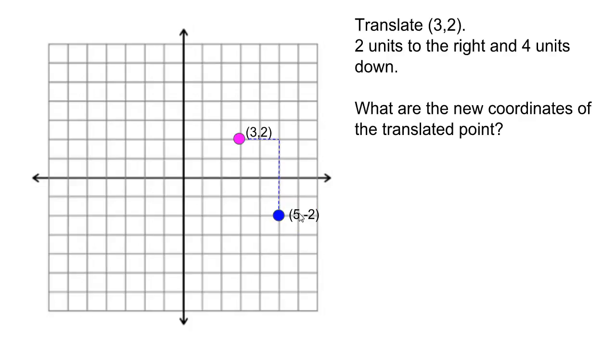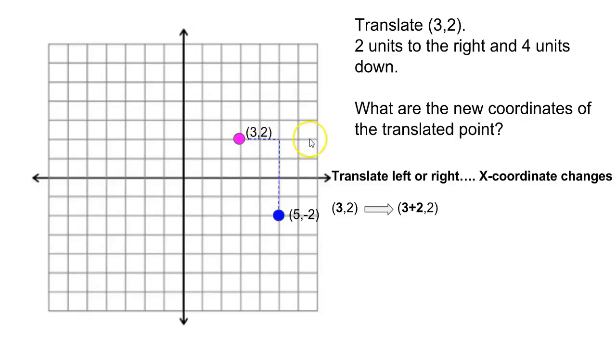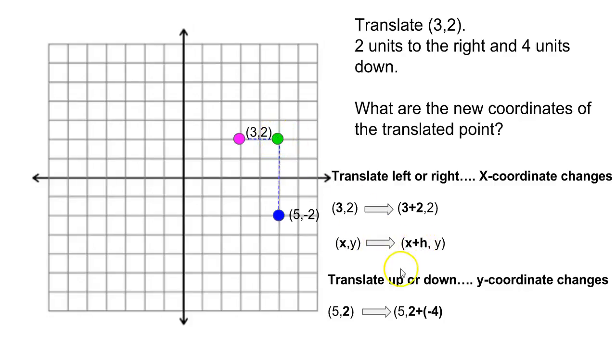Now what I want you to notice, and what I want you to put in your notes, is that when we are translating left or right, our x-coordinate is the one that's changing. See, the 3, our x-coordinate here, that's the one that changed. And I'm going to plot this new point here, because this is where we ended up at. So it's our x that's being added to. Now when you translate up or down, it's our y-coordinate that's changing. Starting with this point, (5, 2), and we went down 4, so I added a -4. And our y is the one that's changing for that.